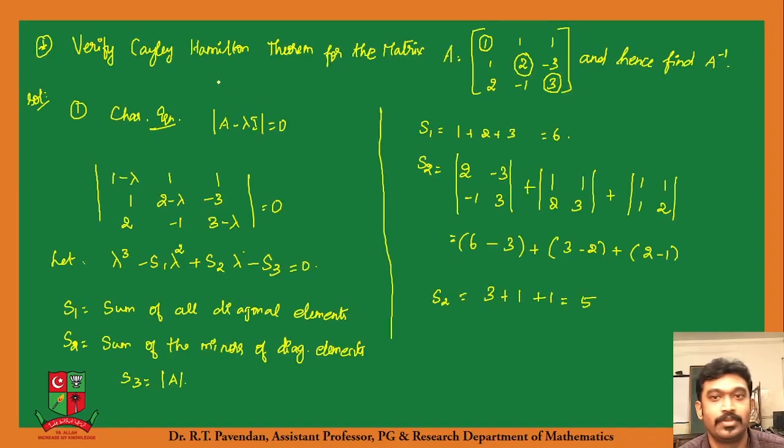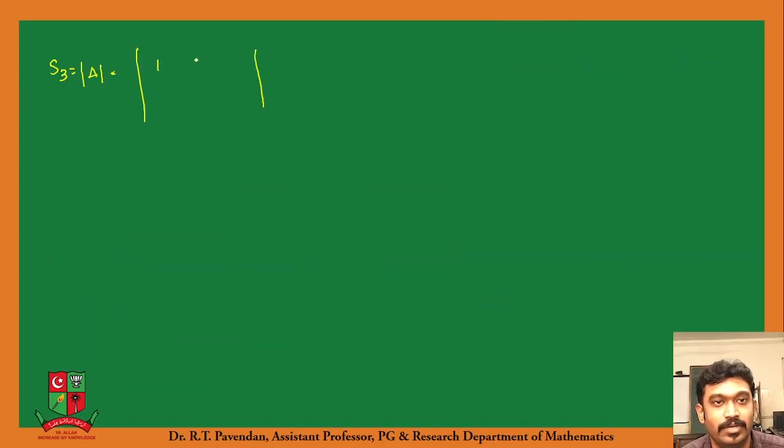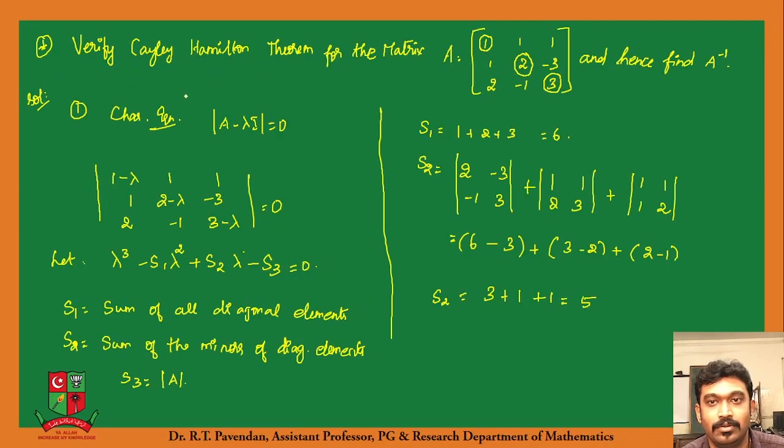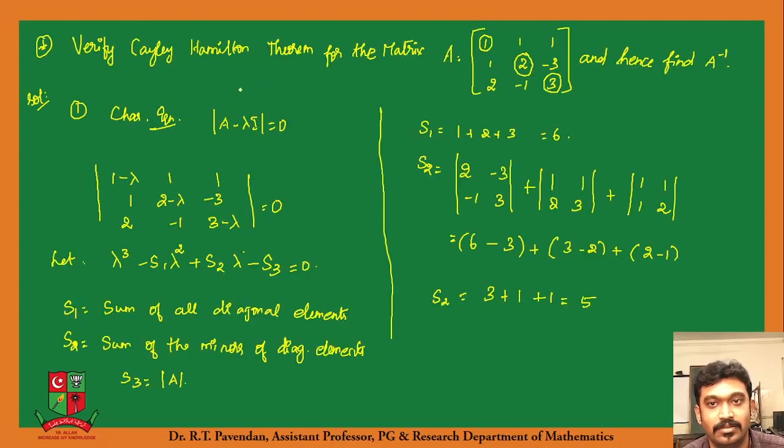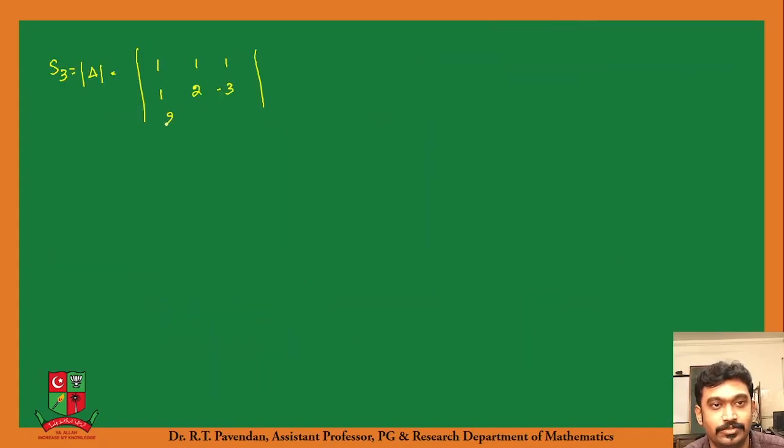So S3 is equal to the determinant of A. So let me get the A matrix first: 1, 1, 1, 1, 2, minus 3, 2, minus 1, 3. To find the determinant, we all know what you have to do is, you have to take the minors of the first element. So 1 into 3 into 2, 6 minus 1 into minus 3 is plus 3. So 3.